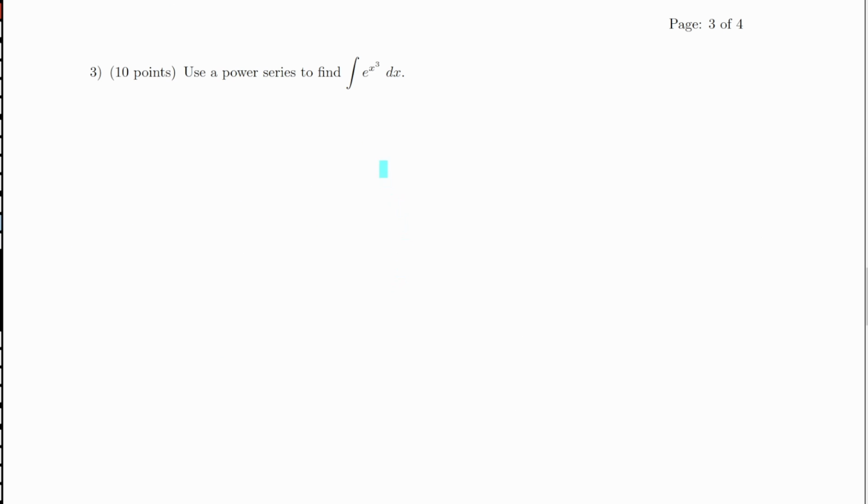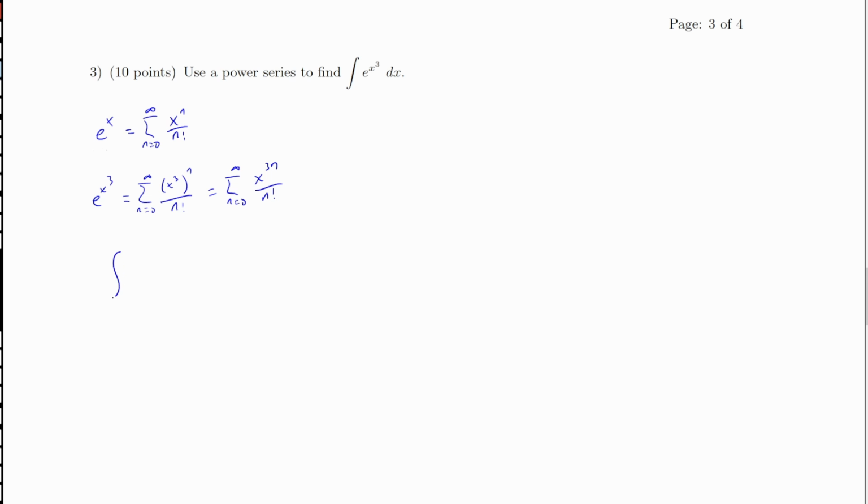Problem 3. Use a power series to find the integral of e to the x cubed dx. What we're going to do is start with a power series for e to the x. e to the x is the sum from 0 to infinity of x to the n over n factorial. So for e to the x cubed, I replace x with x cubed on the left, and I replace x with x cubed on the right. So I will have the sum from 0 to infinity of x to the 3n over n factorial. So now I have a series for my function, and that's what I want to integrate.